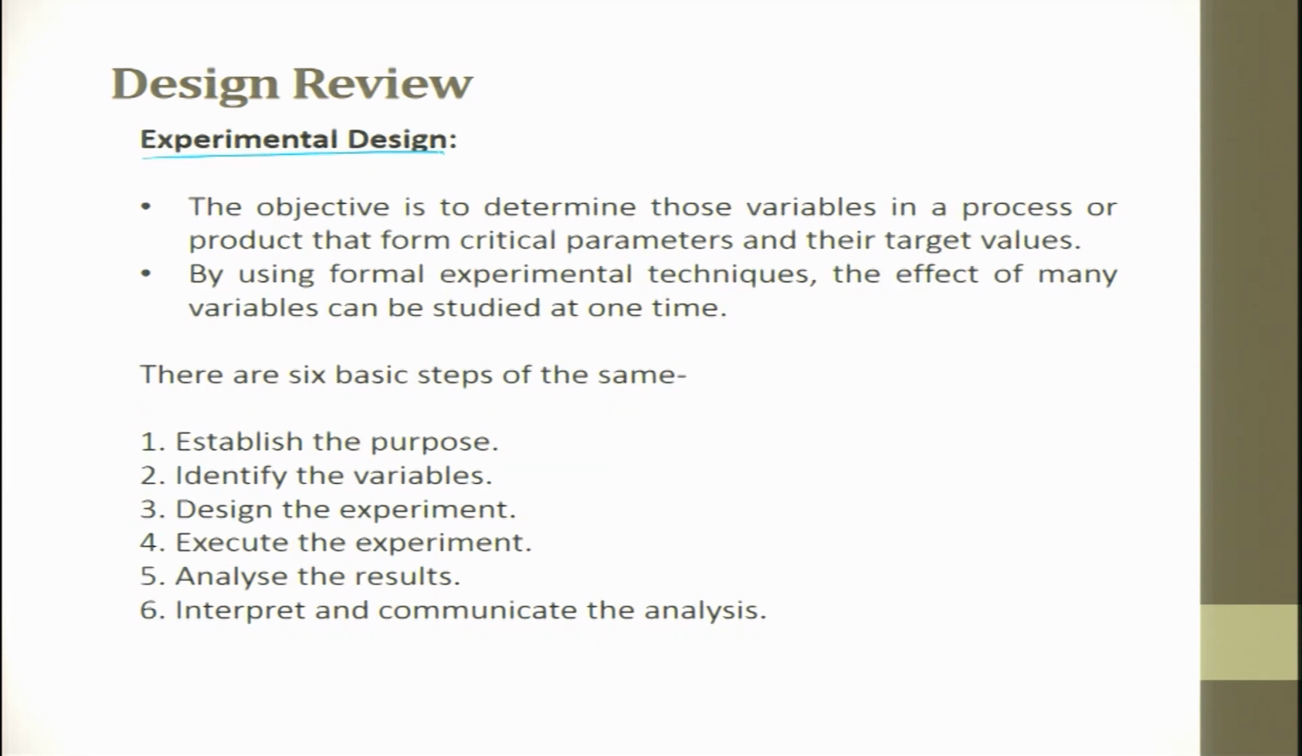Experimental design. The objective is to determine those variables in a process or product that form critical parameters and their target values. For example, you have X parameter, Y parameter, Z parameter to get an output. The output is delta, the output you want to get.